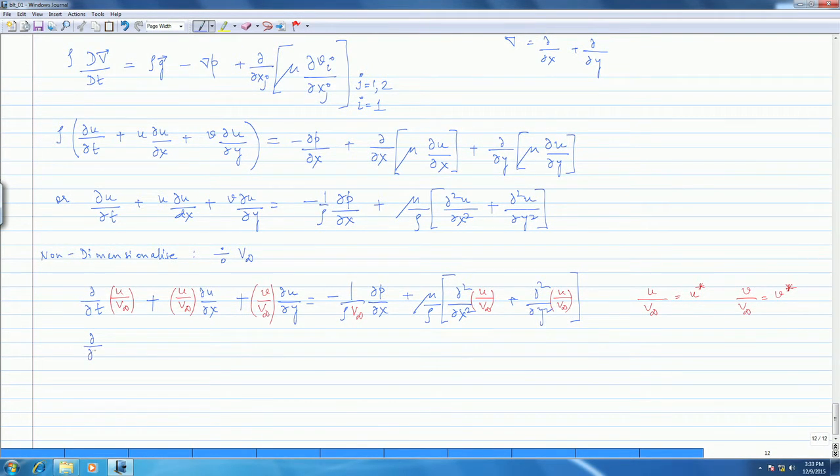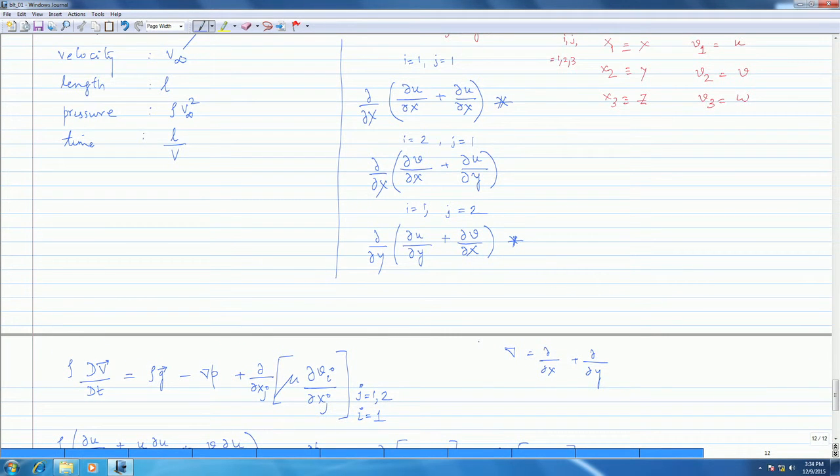So, this becomes ∂t of u* plus u* ∂u/∂x, plus v* ∂u/∂y, is equal to minus 1 by rho v infinity ∂p/∂x plus nu by rho, ∂²/∂x² u* plus ∂²/∂y² v*. Okay. So, we need to non-dimensionalize this further, right. So, we will non-dimensionalize the time. How will we do this?